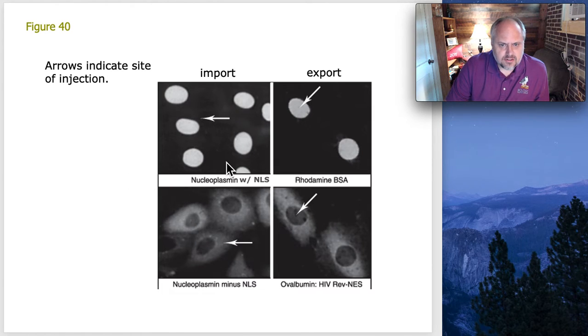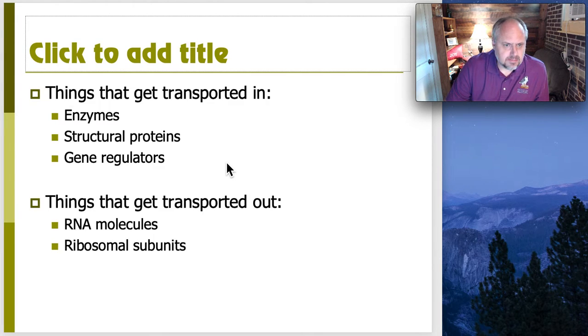So what kinds of things get transported in and out? It varies depending on the cell type, but these would be things that certainly would be common. Any kinds of enzymes that work inside of the nucleus need to get in there and do their jobs for things like transcription, DNA replication, and other reactions that have to take place. Structural proteins, which we'll talk about when we talk about chromosomes in the next section. Gene regulators, transcription factors are going to have to get inside.